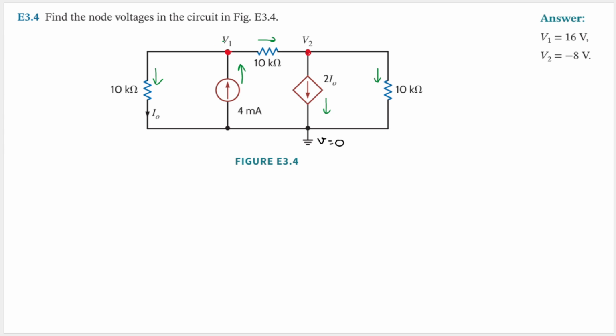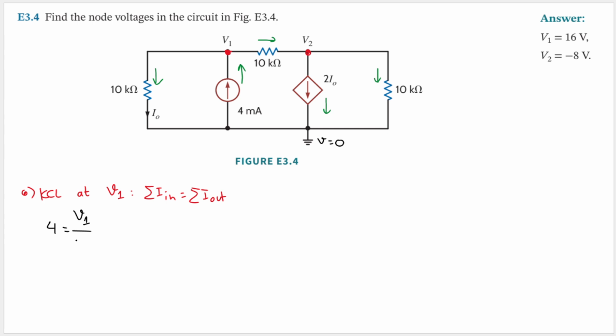Now let's do KVL at V1, I mean KCL at V1. KCL says that the sum of the current that goes in is equal to the sum of the current that goes out. The only current that goes in is this 4 milliampere current source. So we will have 4 on the left hand side, and on the right hand side we will have this current here, which is V1 minus 0, which is V1, divided by the resistance between them.